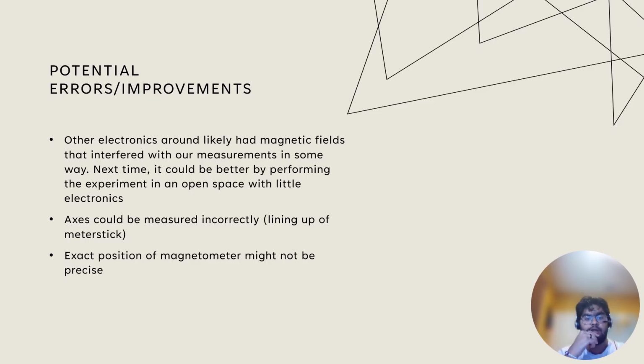So some potential errors and improvements are other electronics likely had magnetic fields that interfered with our measurements. Next time, it could be better performed in an open space with little electronics around, and the axes could have been measured incorrectly, which is actually what we did, which was what led to our discrepancy in results. We ended up aligning it with an indeterminate angle, so we ended up not actually compensating for the north pole of the Earth.